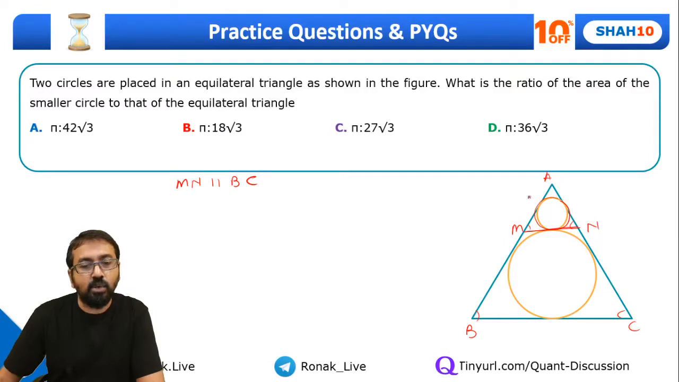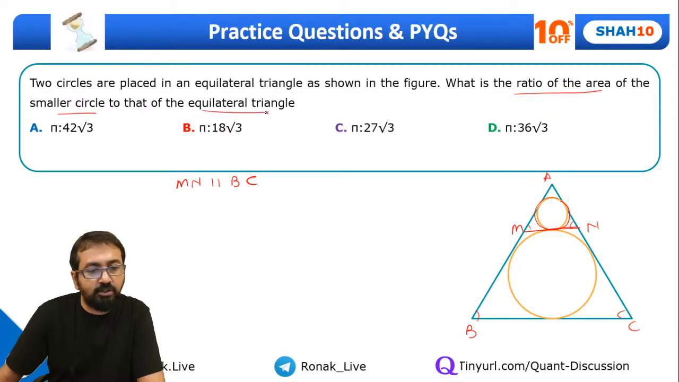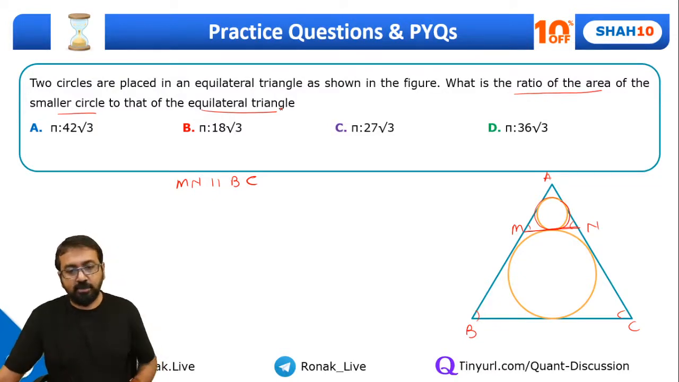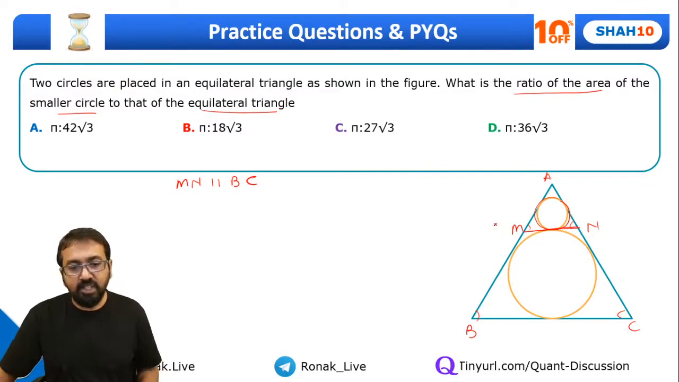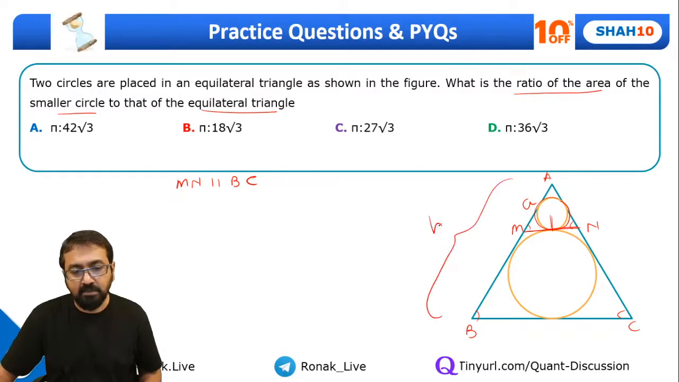Once we get that ratio of radii, we can find out the ratio of the area of the smaller circle to that of the equilateral triangle. We can surely do it. So what we need is some relationship between this side and this particular radius. Let me consider this side as a and the complete side as b. Let me see what is the relation between this side and the radius.